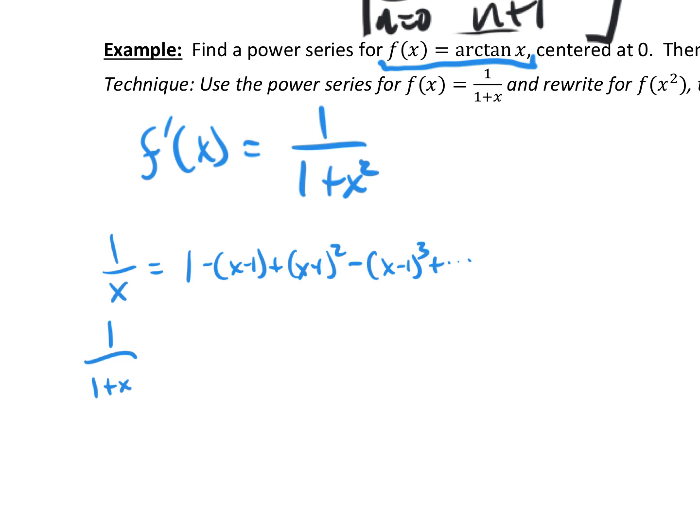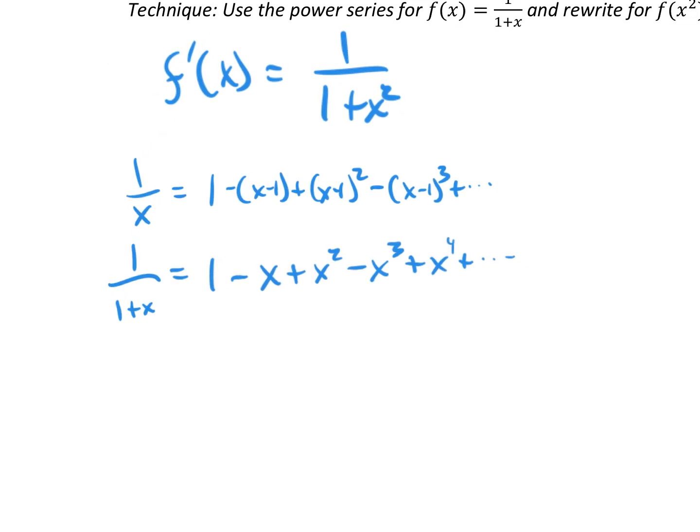And that's just an x. So it ends up being 1 minus x plus x squared minus x cubed plus x to the fourth, dot, dot, dot. Pretty convenient, huh?